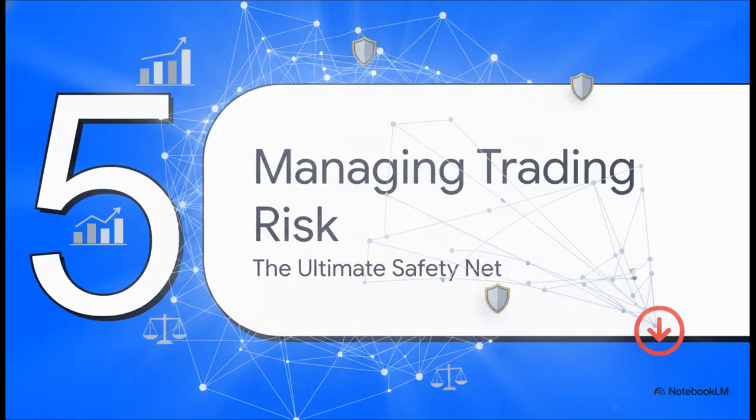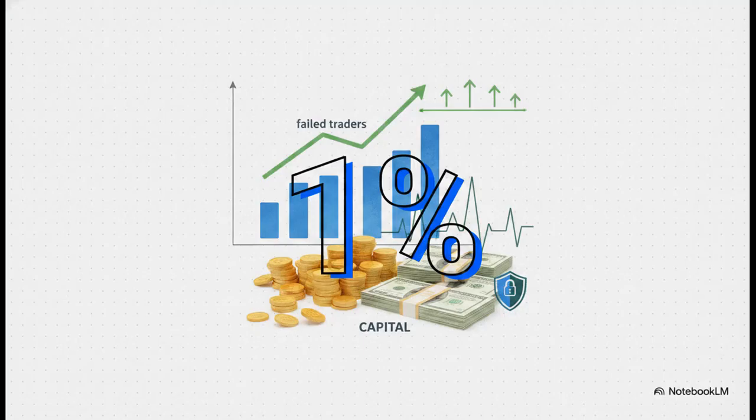Finally, Section 5, Managing Your Trading Risk, the ultimate safety net. This is the most crucial part of today's explainer. Look, all of the chart reading in the world is not going to save you without this final step. Why is risk management so absolutely vital? Because research shows an astonishing 70% to 90% of retail intraday traders fail over a sustained period, and it's almost always due to bad risk management.